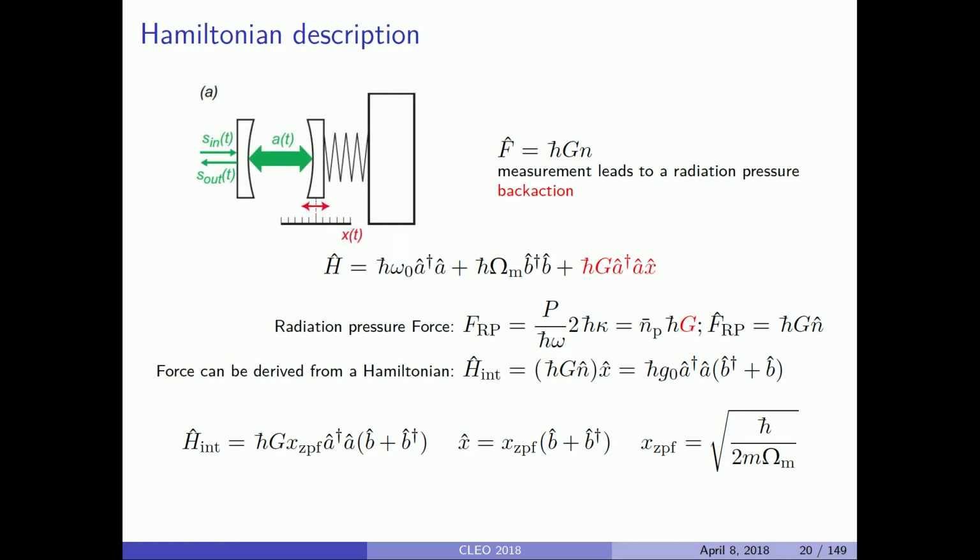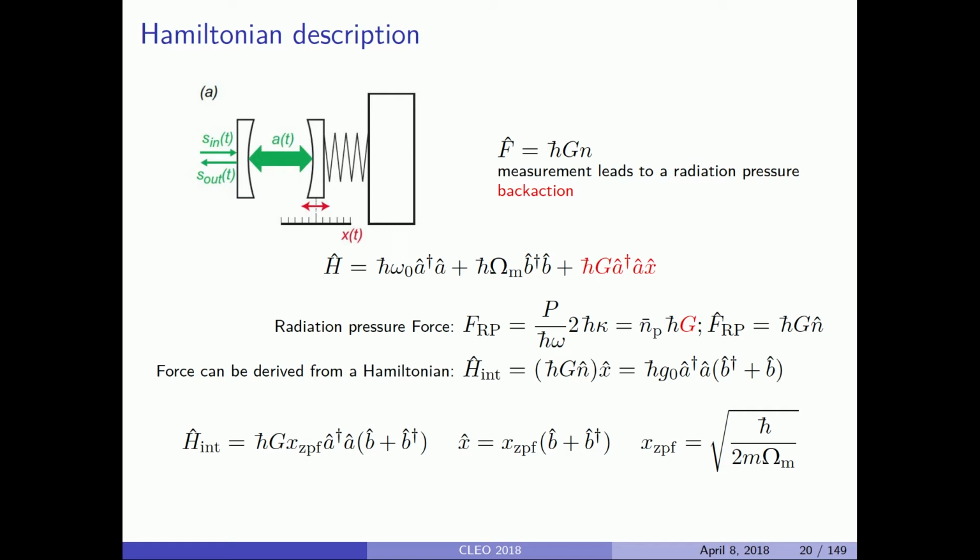If you want to be more formal, you can express x, which is just your operator for displacement, as the zero-point fluctuation times b plus b dagger. Then you have your radiation pressure interaction, which tells you that your mechanical oscillator position, b plus b dagger, is coupled to the optical field. And then you have this interesting product of g times zero-point motion. Now, this has a very physical meaning. g is how much you shift the cavity by displacing the mirror. If you multiply this by the zero-point motion, that tells you the frequency shift of the cavity due to the vacuum fluctuations of the mechanics.